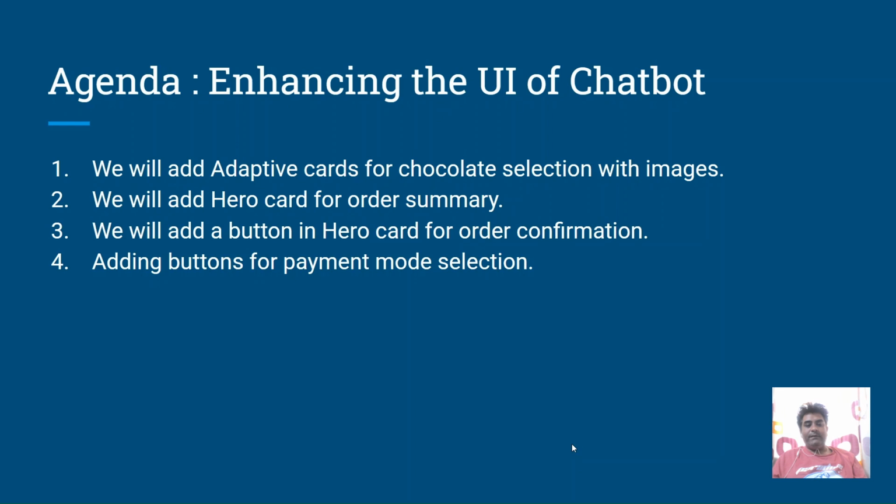And for displaying the order summary, we are going to use another card type called hero card. We will also use the hero card type for showing the order confirmation details, and for selecting the payment modes we would be generating hero cards with the respective buttons. So this is how we can enhance the UI of our chatbot. Instead of the user entering text to converse with the chatbot, we would be using different cards for showing the information for the selection, making it more professional.